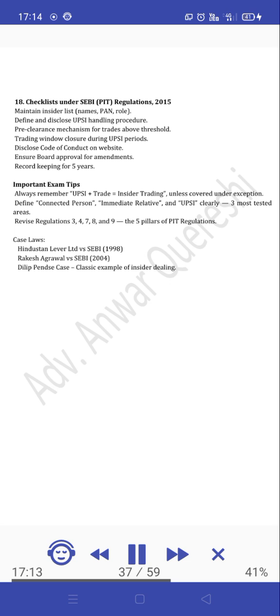Important exam tips. Always remember UPSI plus trade equals insider trading unless covered under exception. Define connected person, immediate relative, and UPSI clearly. 3. Most tested areas: revise Regulations 3, 4, 7, 8, and 9. The 5 pillars of PIT Regulations.